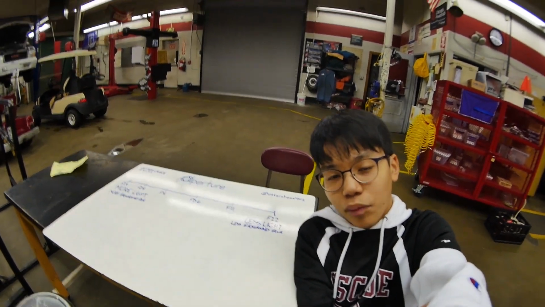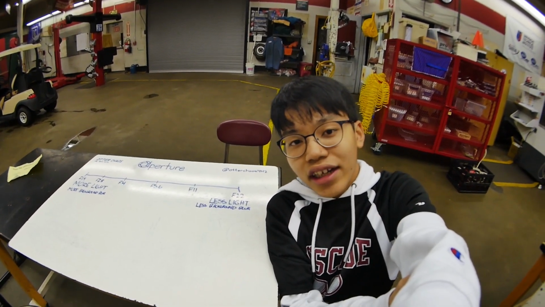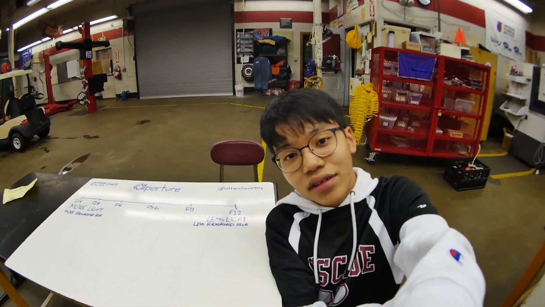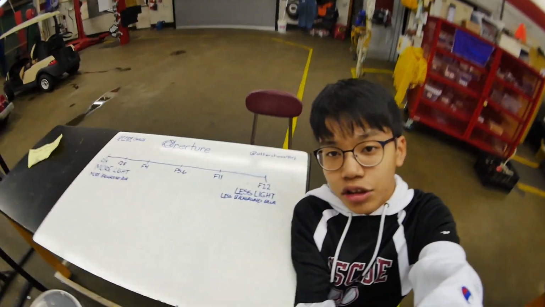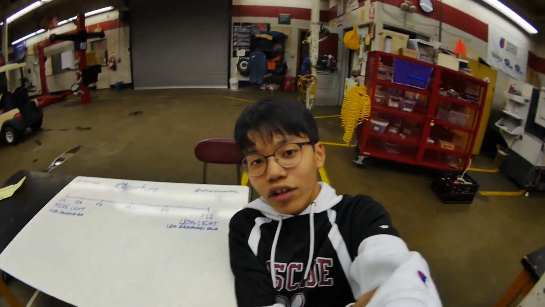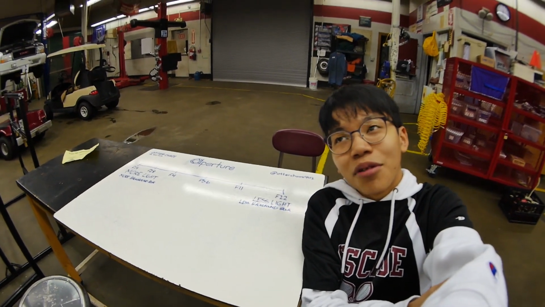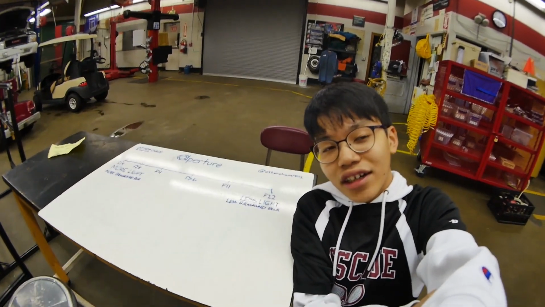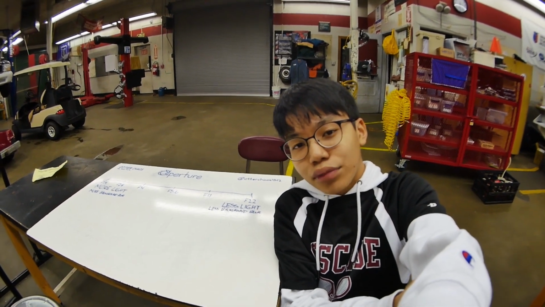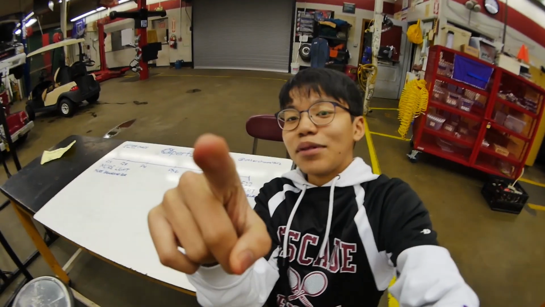f1.4 usually is used for portrait shots, as it makes the background really blurry. It only gets a short part of the foreground in focus. And f22 is used for group shots because it gets the whole image in focus. Usually during competition, we use f2.8 because it gets the robot in focus while creating a nice blur in the background, which is also called bokeh, which is Japanese, by the way.